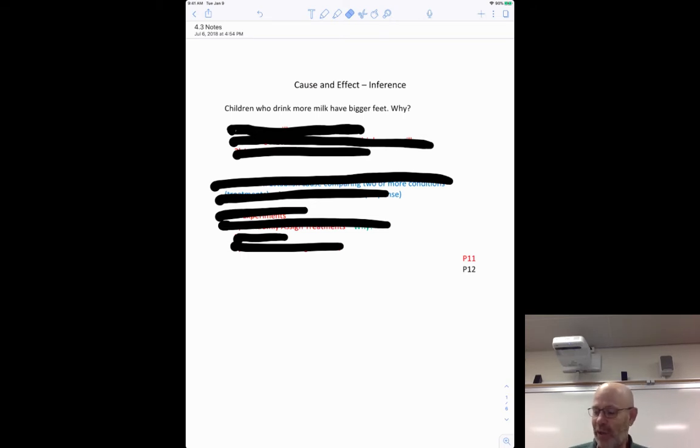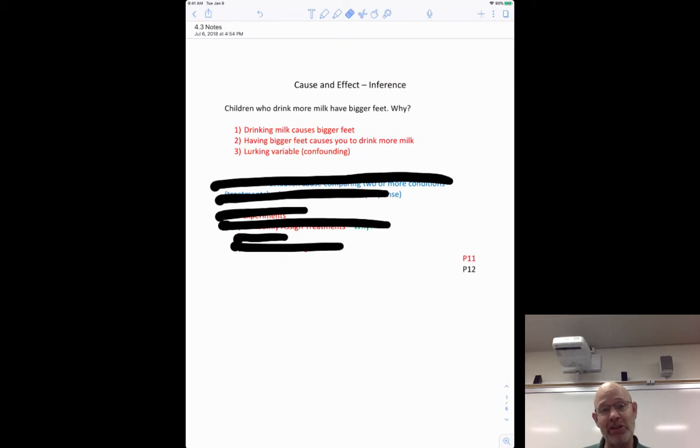So here's just a quick example. We might have a relationship between children who drink more milk and have bigger feet. So you might draw this little scatter plot and you get this nice strong correlation between milk drinkers and bigger feet. And then the question might be why. There's one of three different answers for why. Either A, drinking milk causes bigger feet, or having bigger feet, I guess, makes you extra thirsty and makes you drink more milk or want more milk. Or there's some other third thing going on, some lurking variable or confounding variable that's causing this relationship, which we will see in some homework problems too.